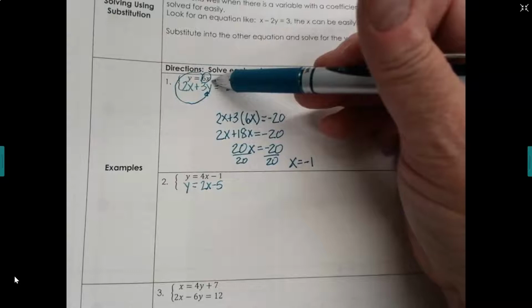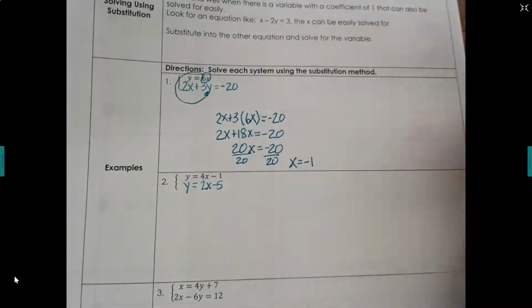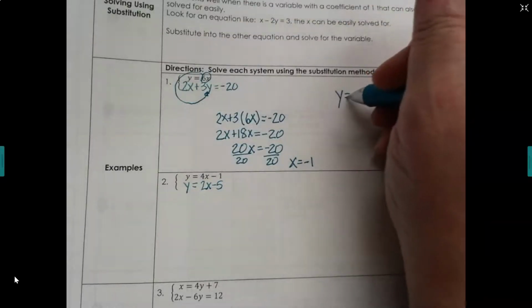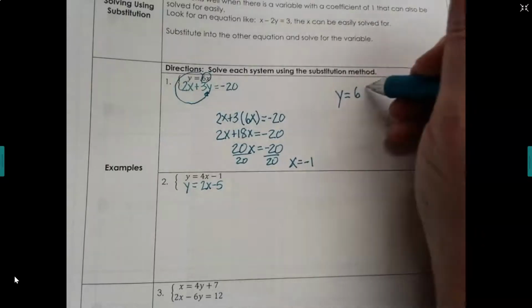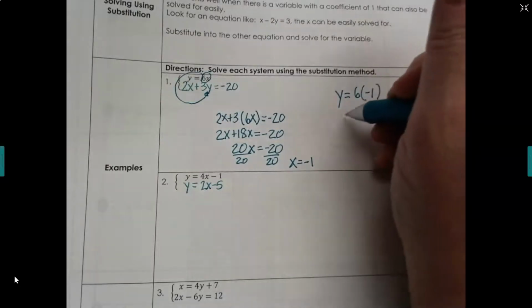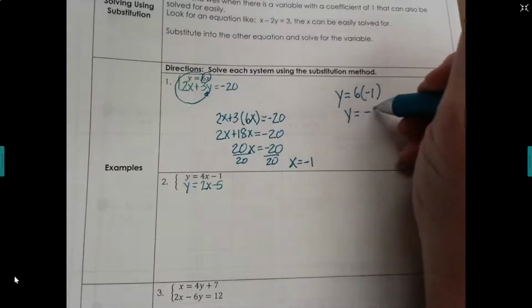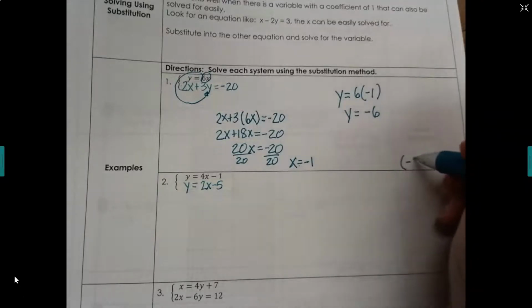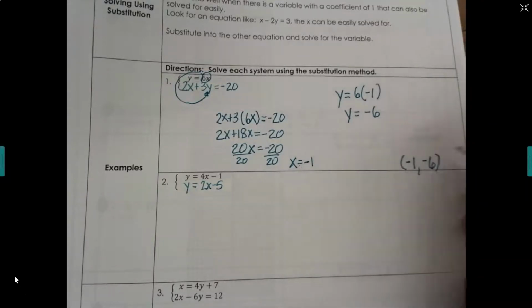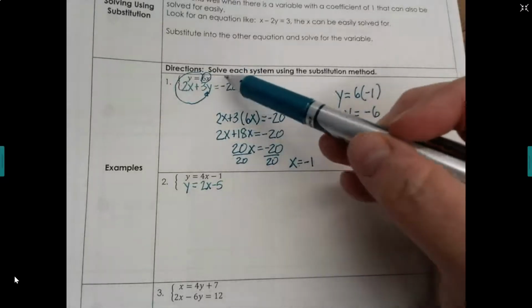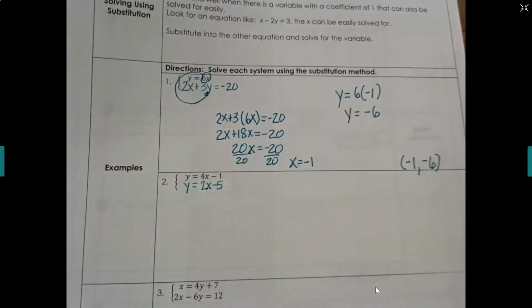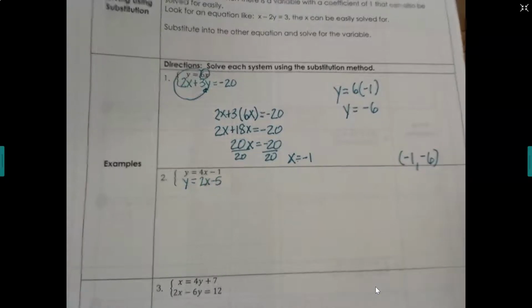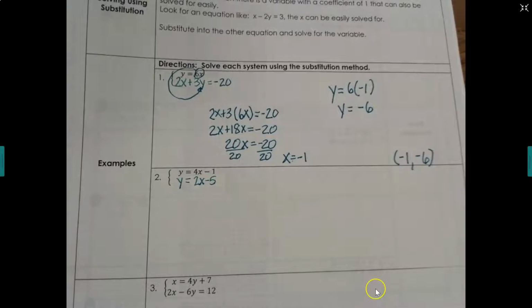It doesn't matter. You can use either one of them, but I'm going to use the top one because it's already solved for y. So y equals 6, and instead of x, we're going to plug in negative 1. So y equals negative 6. Now, the final solution, notice we have an x and a y. This is a point. If we were to graph these two lines, they will cross at negative 1, negative 6. Okay? So graphing and substitution will give you the same exact answer. Let's try another one.